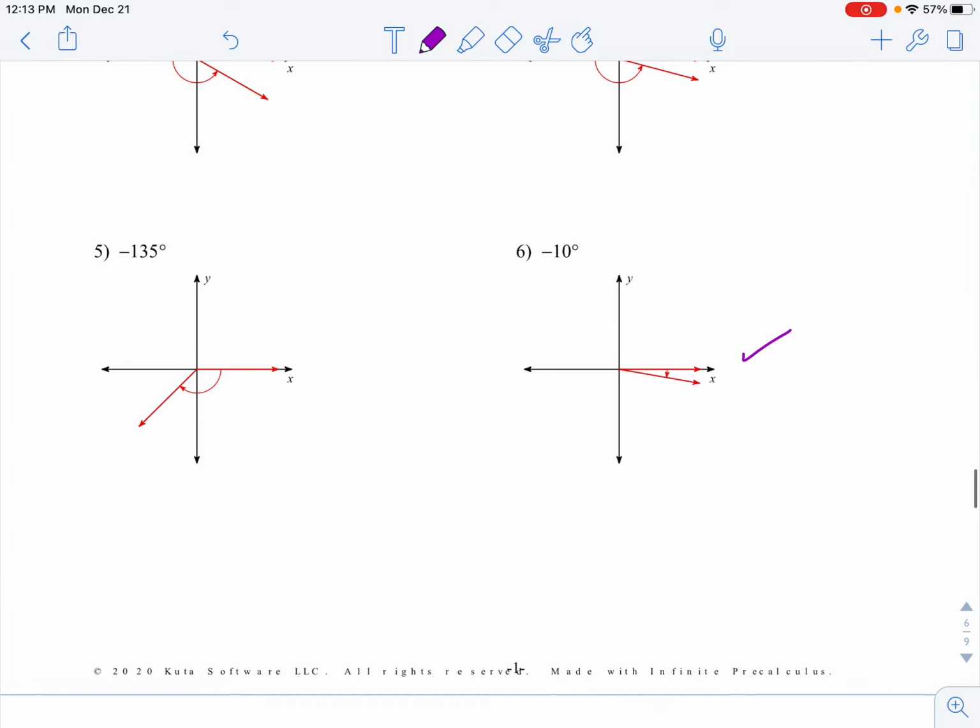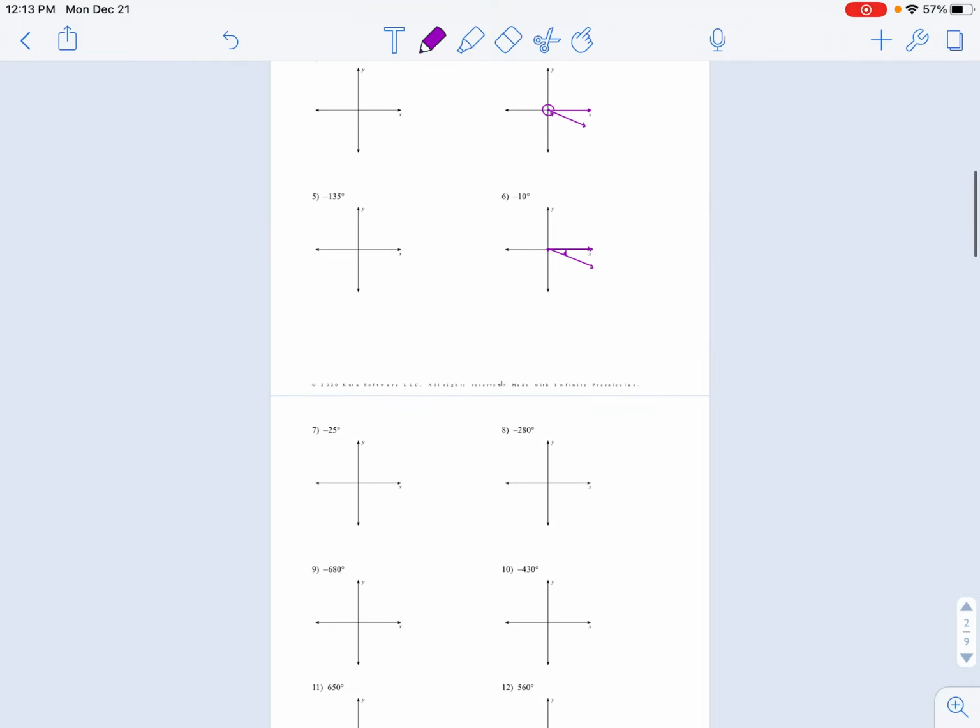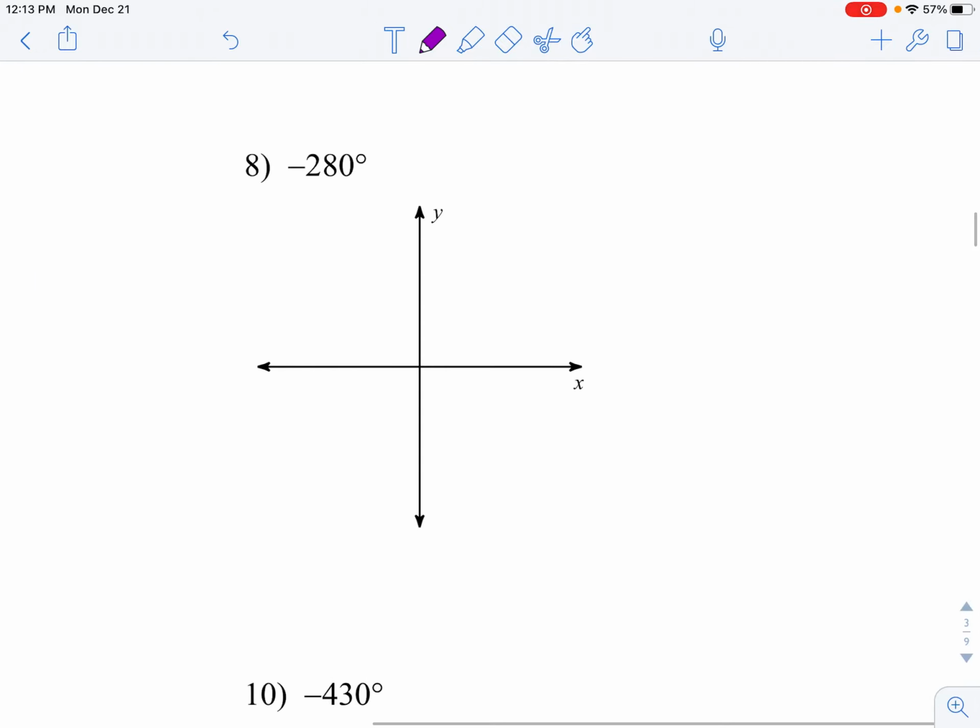And I think my drawing is good enough. How about number 8? Negative 280. Okay, so vertex, initial side. If I start rotating in the negative direction, it's negative 90, negative 180, negative 270, and a little bit more would take me to negative 280. I think it's going to be more like that.